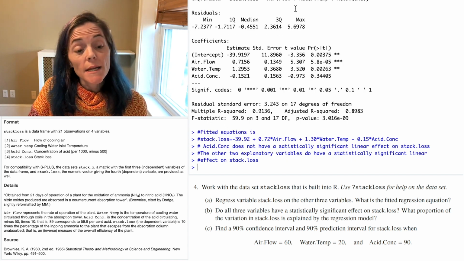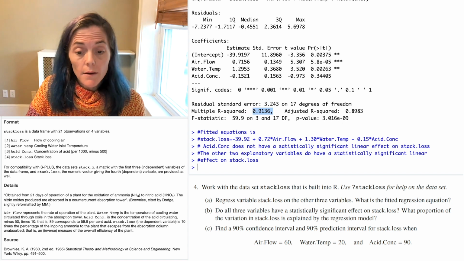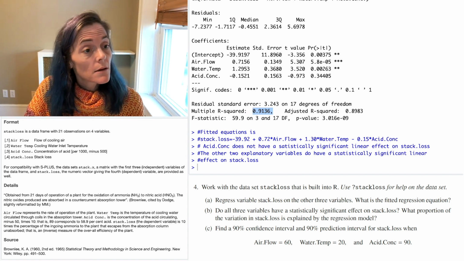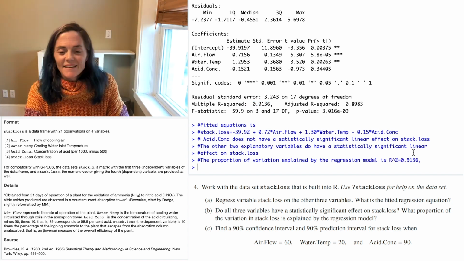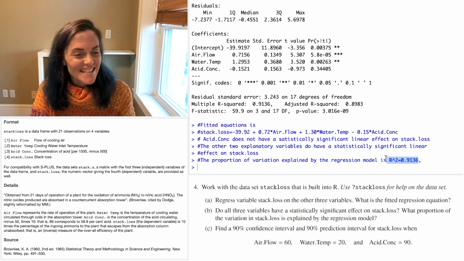What is the proportion of variation explained by the regression model? That is here, this multiple R squared. I will just copy and paste this. That's a lot, 0.9136.